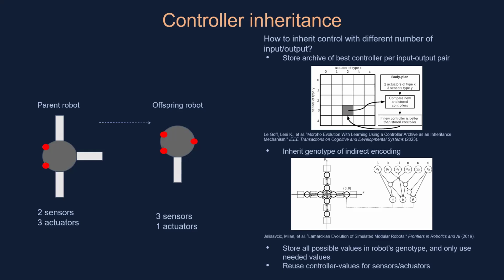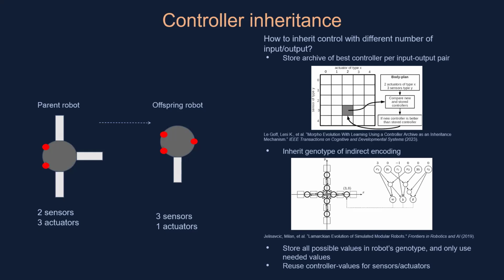You can also inherit the genotype of an indirect encoding. So again, for a neural network, you might have an indirect encoding creating this neural network. This way you can inherit the indirect encoding genotype instead of just a neural network. This will, however, probably not work for Lamarckian inheritance because you cannot inherit the learned parameters. You can only inherit the initial parameters.